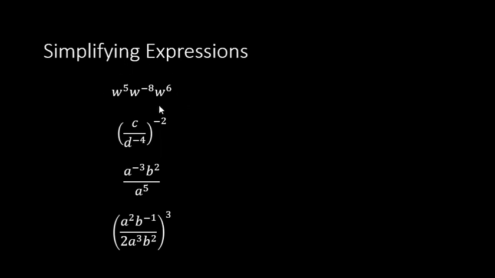So when I see this first example, w to the 5th times w to the negative 8th times w to the 6th, my instinct is to apply the product of powers. So just add the exponents all together. 5 and -8 and 6 makes a total of 3.